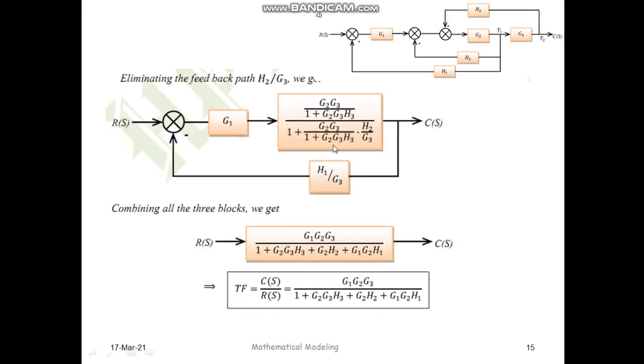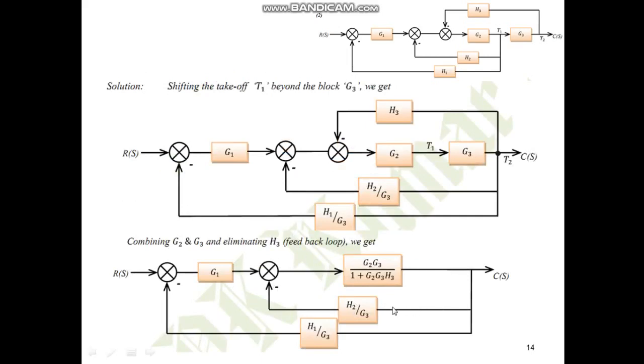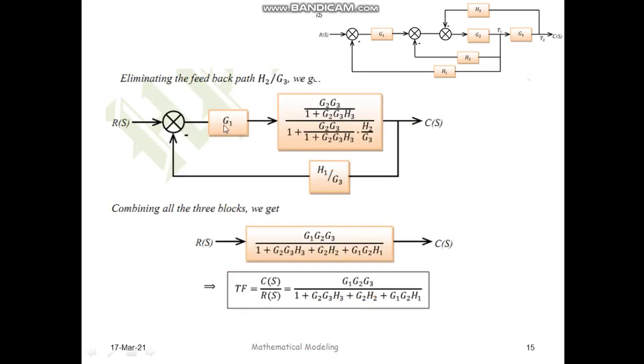So now after eliminating this minor feedback loop, you can see this block and G1 will come in series. Because G1 and this term are in series, we can take the direct multiplication of these terms, and along with that we have one block in the reverse line. So we can multiply this term with G1 and then eliminate this minor feedback loop by considering one block in the forward line, one block in the reverse line, one summing point, one input and one output.